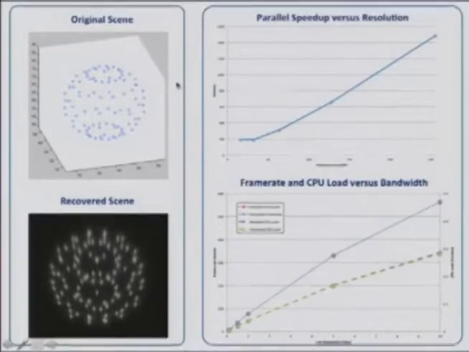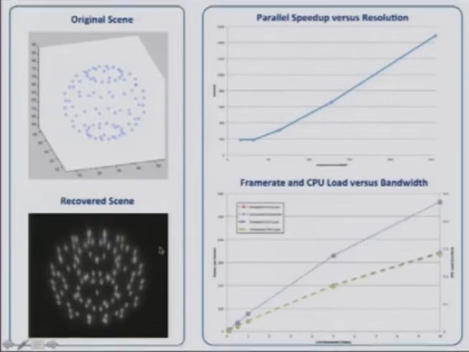So to test our algorithm, we simulated the antenna response reflecting off an artificial scene, such as a sphere of points. We fed these antenna responses into our algorithm, which we ran on Hopper. And this image shows the reconstructed 3D image of the scene.